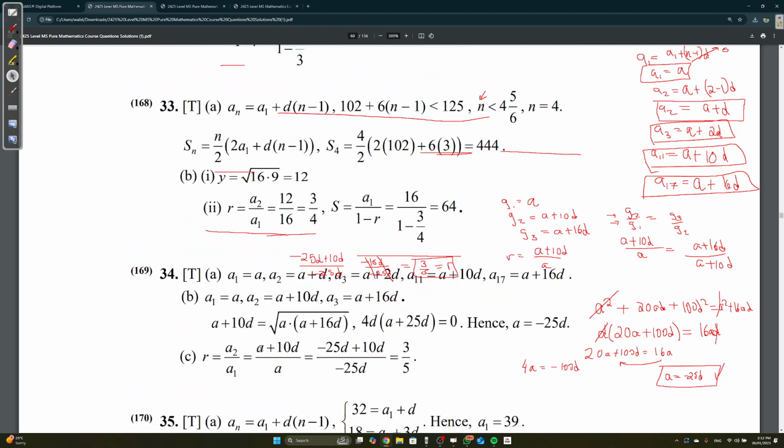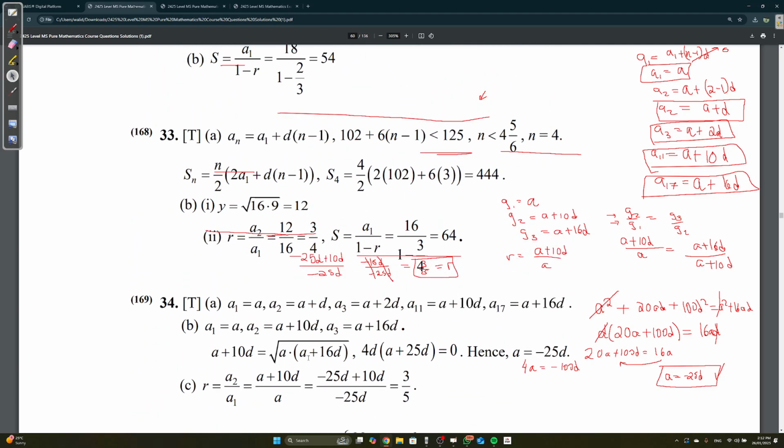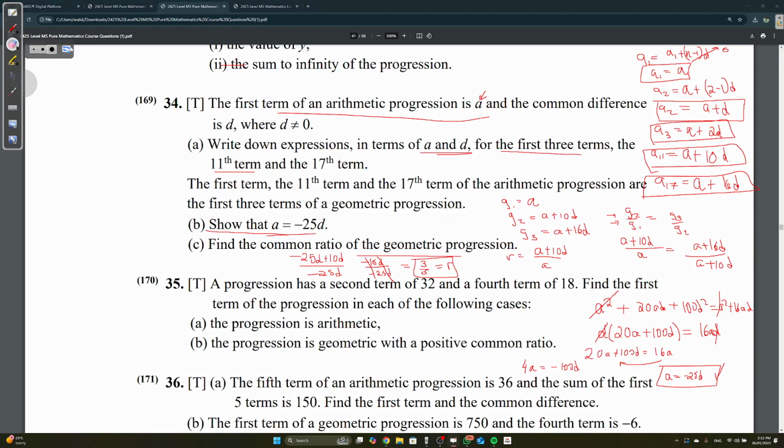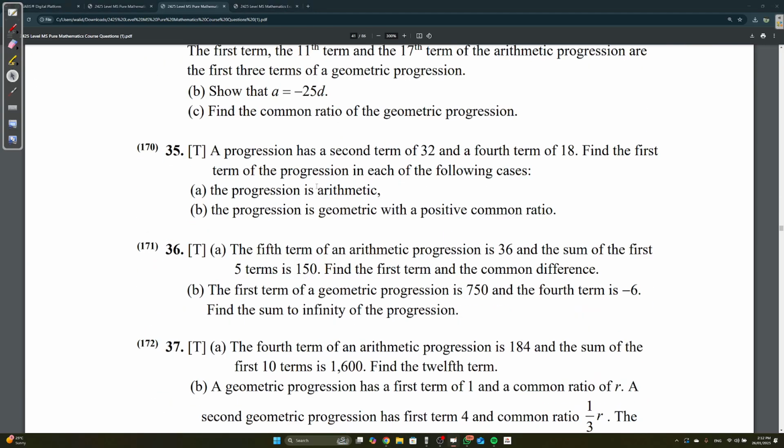It needs a bit of work, but you need to be a bit patient. So this is what they did for part B. A plus 10d equals radical. Huh? Oh yeah, I guess that works. Okay, but that's too much work, honestly. Anyway, the way I did it, I think, is better.